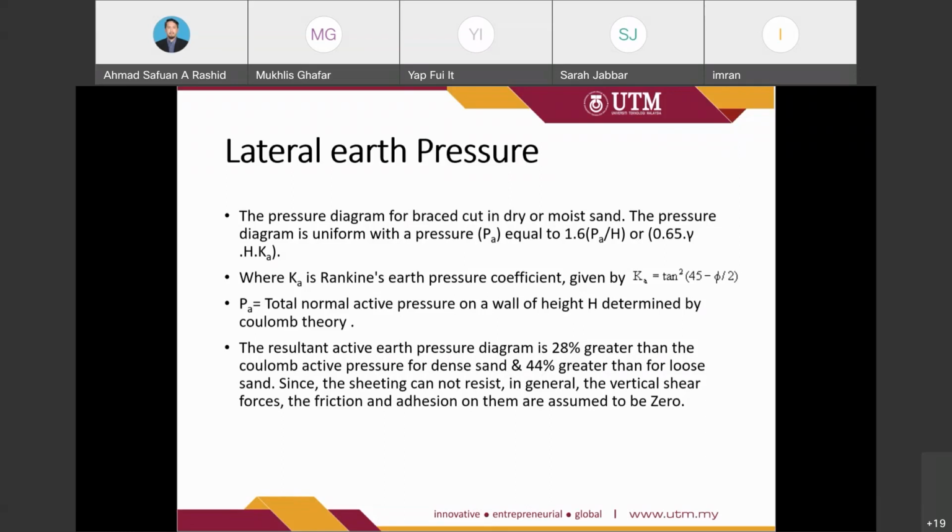So the resultant active earth pressure diagram is 28% greater than the column active pressure for dense sand and 44% greater than for loose sand. Since the sheeting cannot resist, in general, the vertical shear force, the friction and adhesion are assumed to be zero. So this assumption has been made.